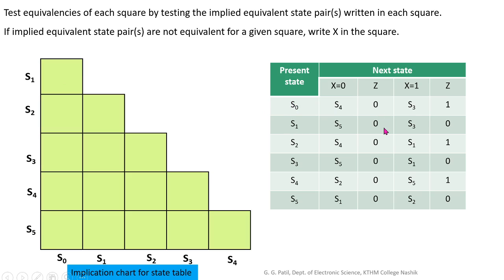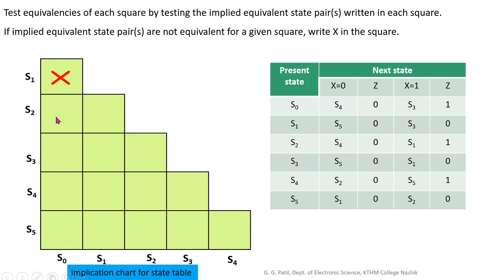Check the output. Here it is 0 0, the output is the same, and here 1 0, the output is different. So S0 cannot be equivalent to S1 and under this condition we have to place a cross mark in the square S0 S1. So place the cross mark there.